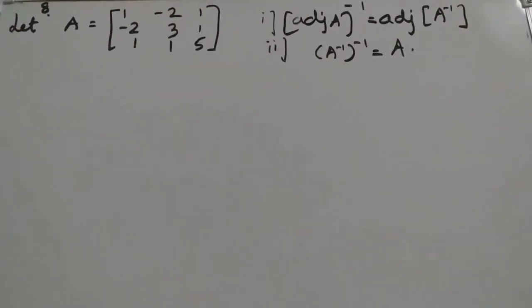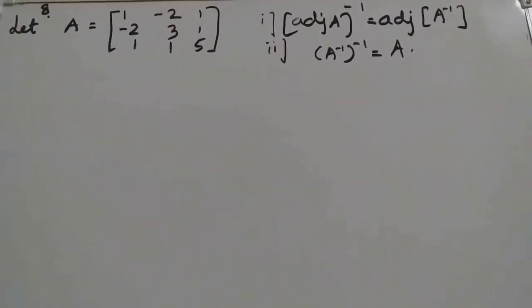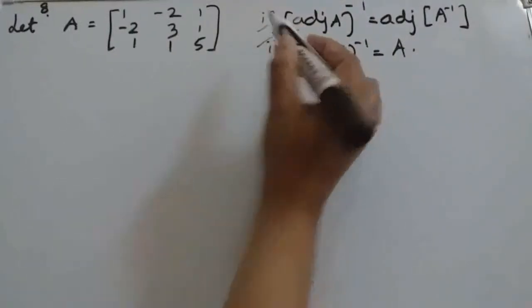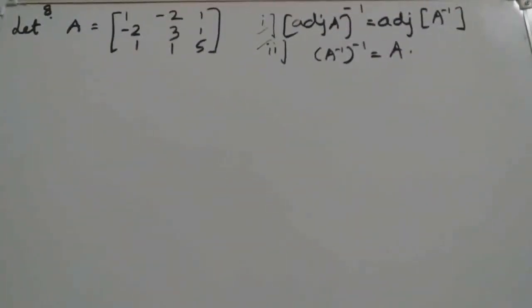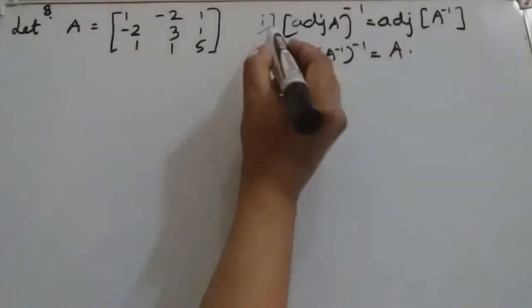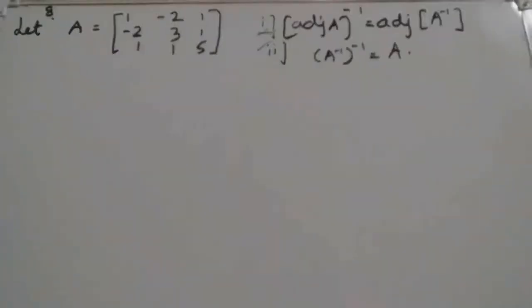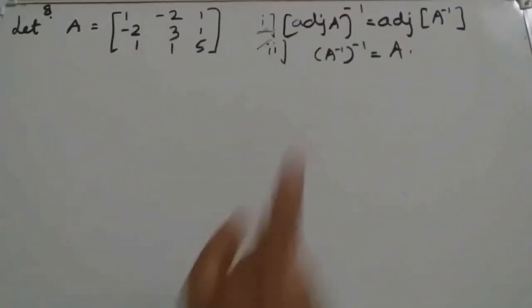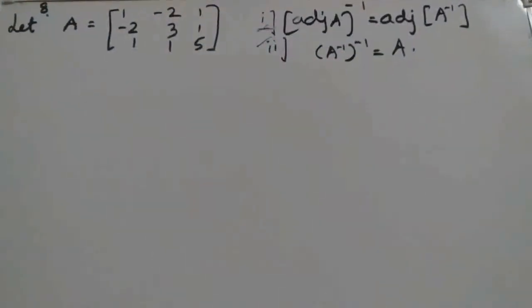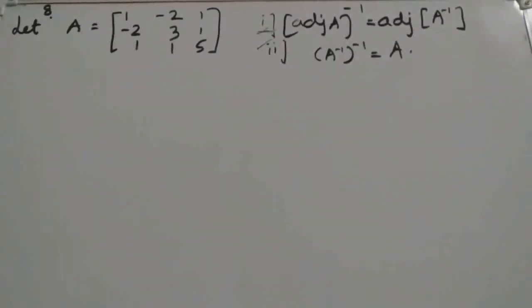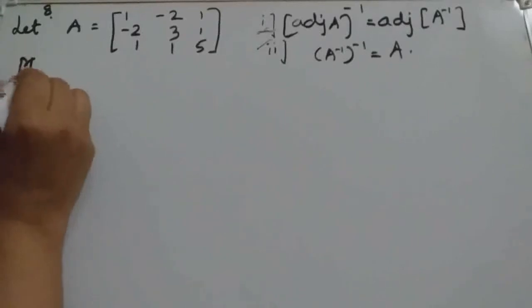In question number 8, we should verify these two expressions, and here matrix A is given. Now we'll prove the first one: inverse of adjoint A is equal to adjoint of A inverse. So first we'll find adjoint A. For that we should find minors and cofactors. So let's start with minors.